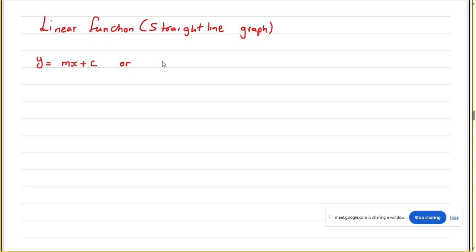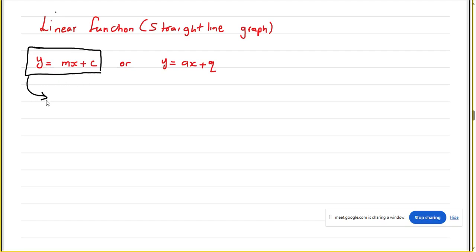Now, remember the standard form is y equals mx plus c, or you can write it as y equals ax plus q. Tell me, did you do this at school? Yes, we did y equals mx plus c. Okay, this one. Yes, we did that one.